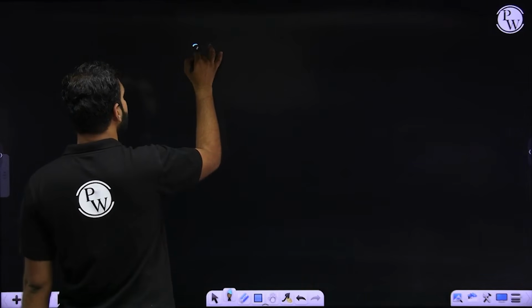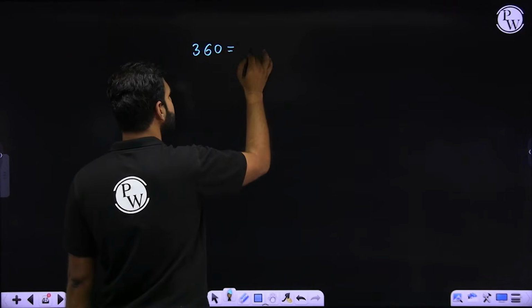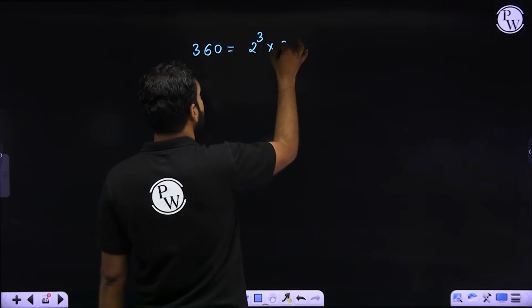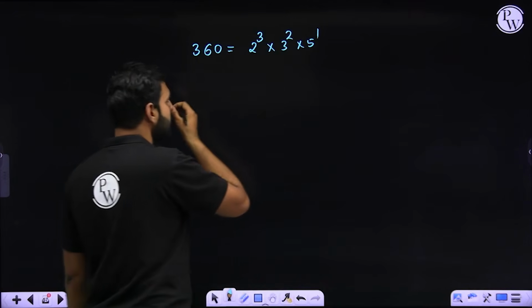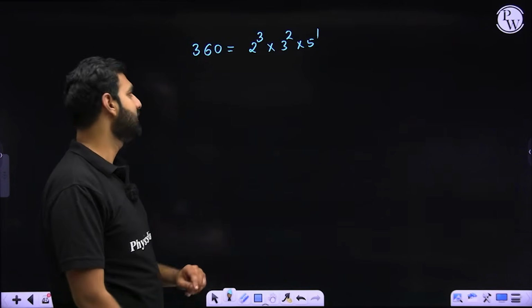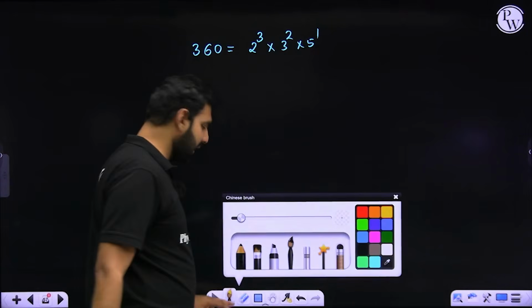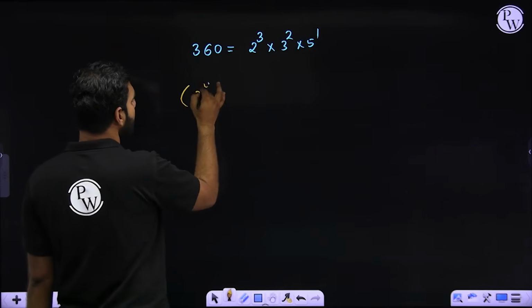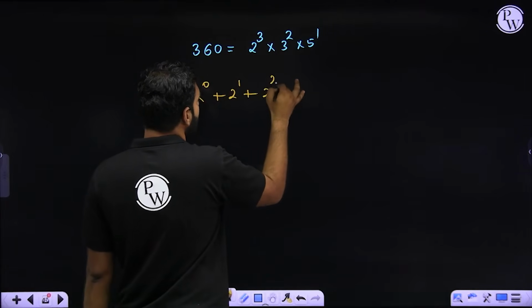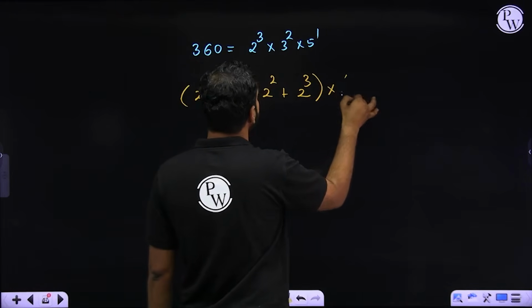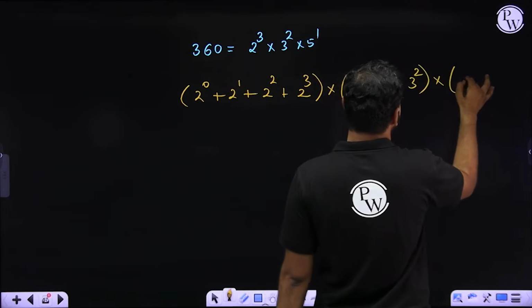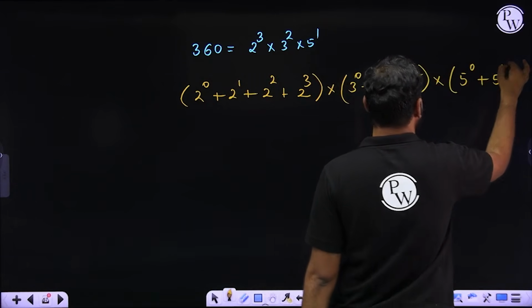Let me take this example of 360 again. I hope you remember we were able to write 360 as 2 cube, 3 square, and 5 to the power 1. Let me cross check it again, because 2 cube is 8, into 5 is 40, 40 into 9 is 360, yes. Now, if I am willing to write all the factors of 360, with the 2, I can have 2 to the power 0, or 2 to the power 1, or 2 to the power 2, or 2 to the power 3. And with the 3, I can have 3 to the power 0, or 3 to the power 1, or 3 to the power 2. And with the 5, I can have 5 to the power 0 or 5 to the power 1.